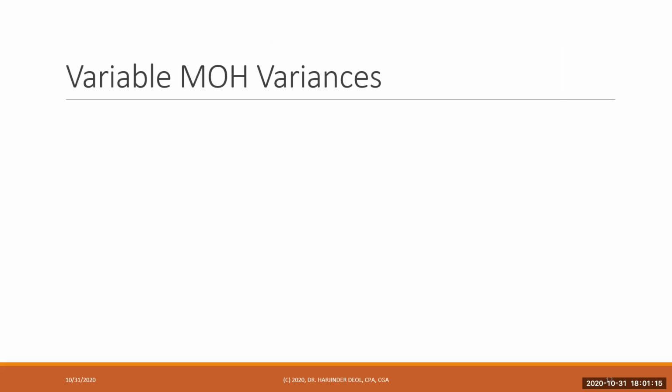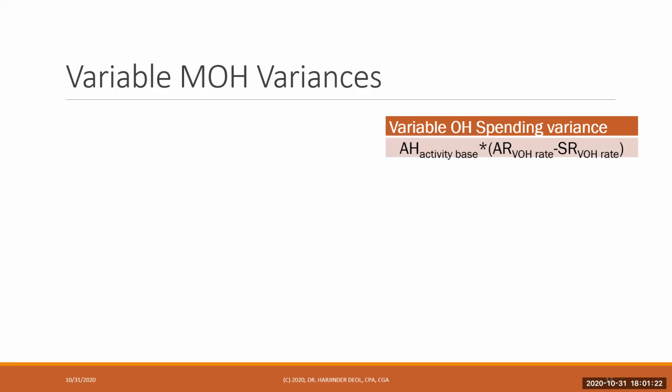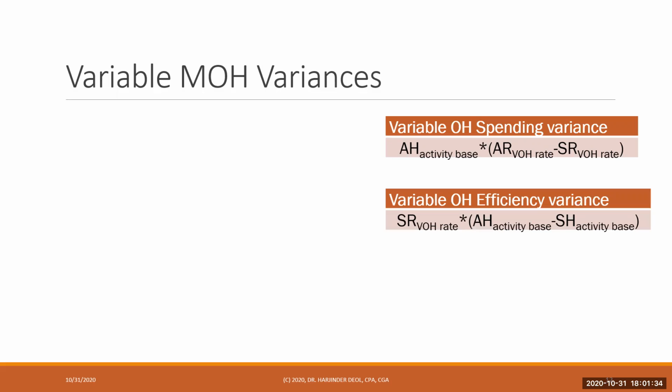Next, we'll look at variable manufacturing overhead variances. Here again, we have two variances. The first one is the variable overhead spending variance. The calculation for that is actual hours times the difference between actual rate and standard rate. The second variance is called the variable overhead efficiency variance. The calculation here is standard rate multiplied by the difference between actual hours and standard hours.